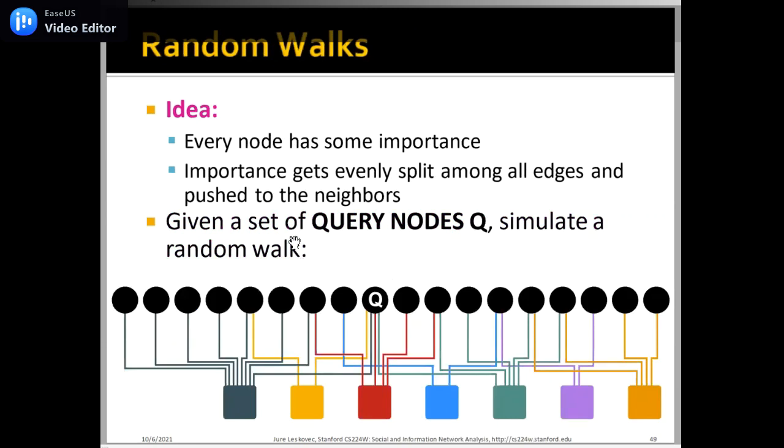Yeah, so this is basically, given a set of query nodes, we simulate a random walk. Every time, with some probability we either randomly follow an outgoing link or jump back to this query node and start over again.